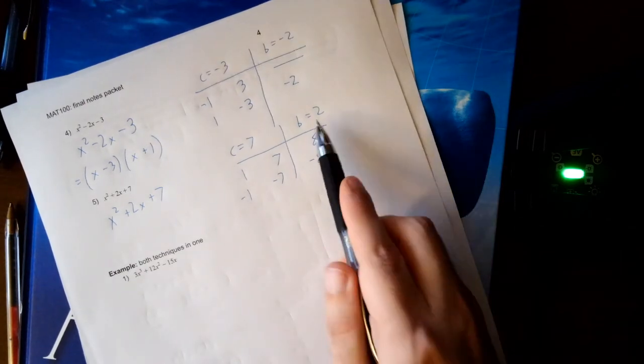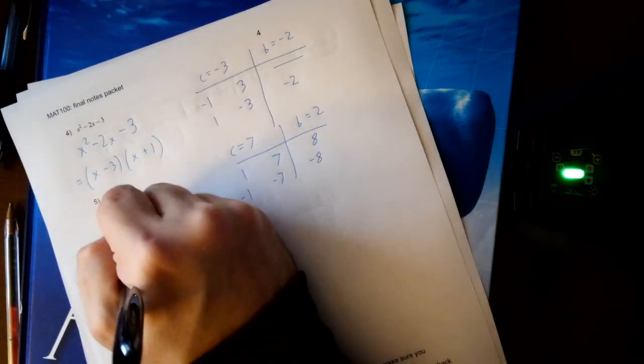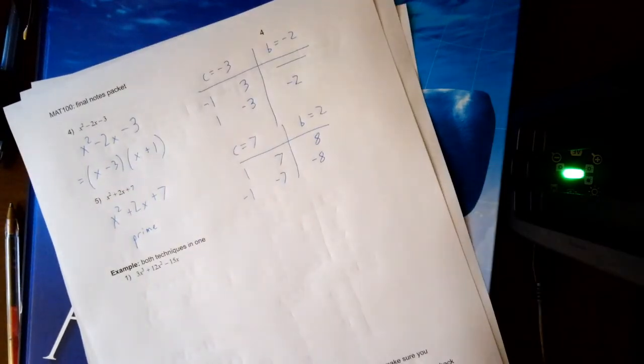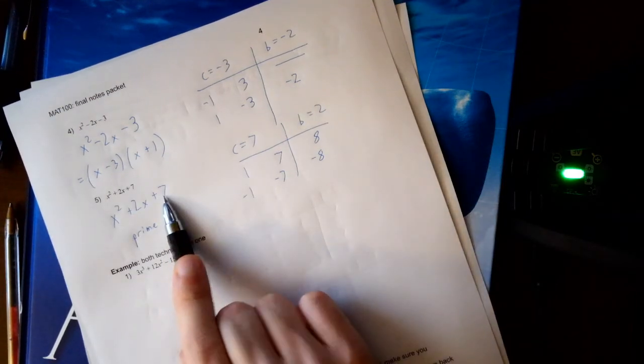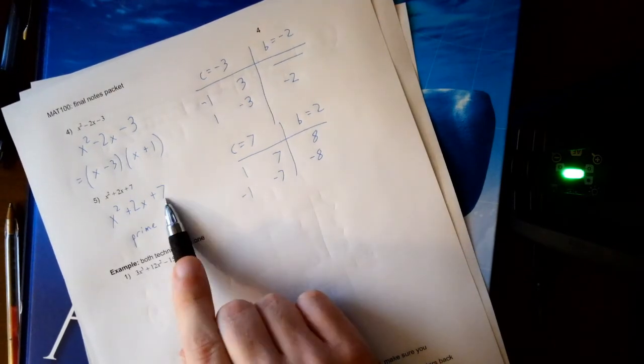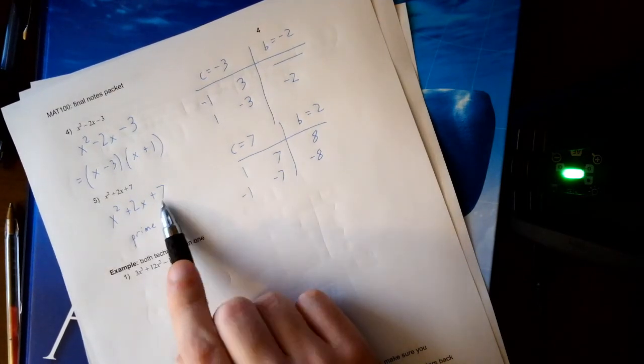Neither of those are equal to 2. This is prime. None of my combinations worked. I cannot factor this polynomial with the techniques I have at hand. So I would say it is prime. It is unfactorable. It is not prime because 7 is prime, though. Like, that's just a happy coincidence. This could be a non-prime number and still have the same problem. It just happened to be a prime number.